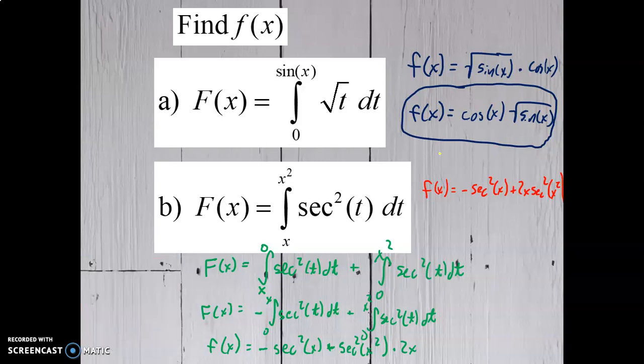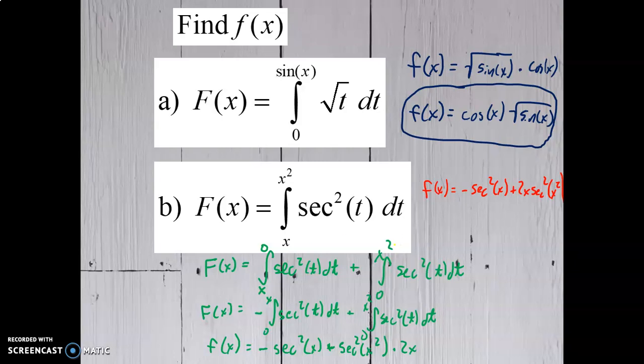The first one, just plug in sine, so square root of sine, and then multiply by the derivative of sine, which is cosine. I would probably rewrite it with the cosine out front, so it's obvious that the cosine is not underneath the root. The second one involves a few more steps. So we need to have a constant in order to apply FTC. X and x squared both include a variable. So our first step is to split it up. You can put whatever constant you want in the middle. Doesn't matter what constant you use. I just picked 0 because that's easy.